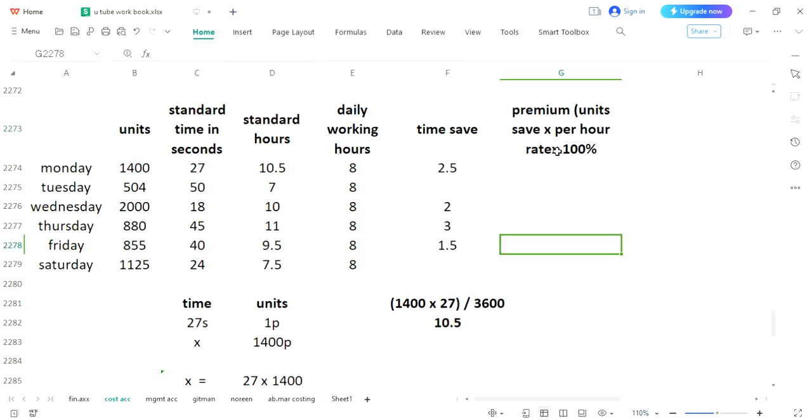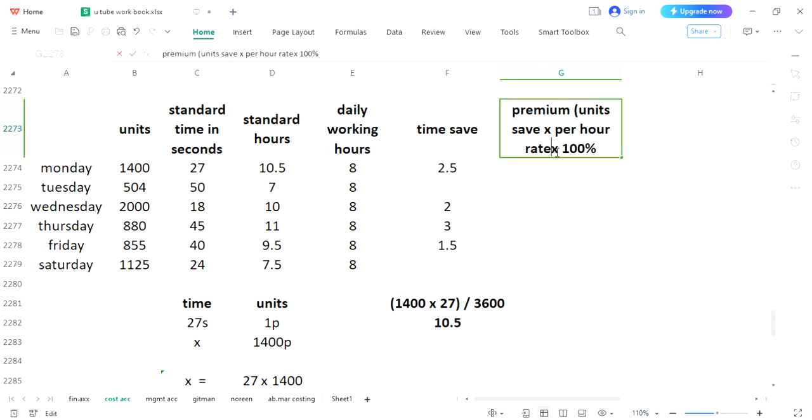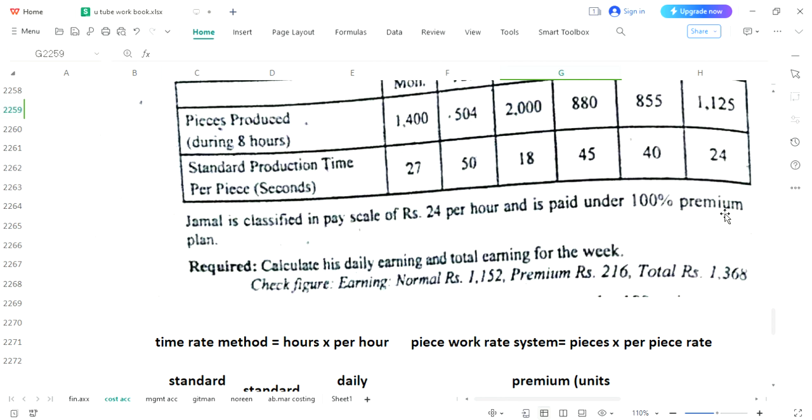Units saved are these 2.5. It would be multiplied by per hour rate. Per hour rate is given in the book. And finally, you will be taking 100%. Why are we taking 100%? Here it is written 100% premium plan and 24 is the rate.